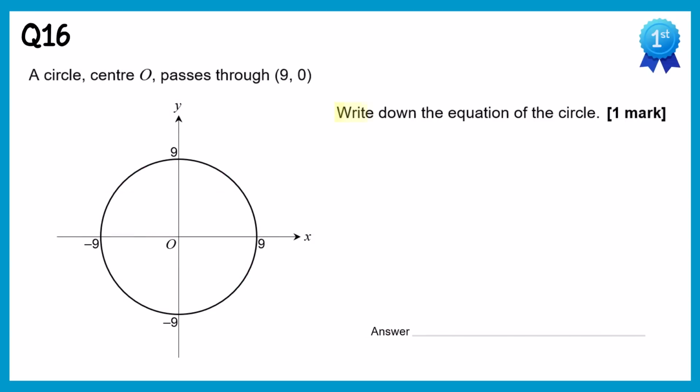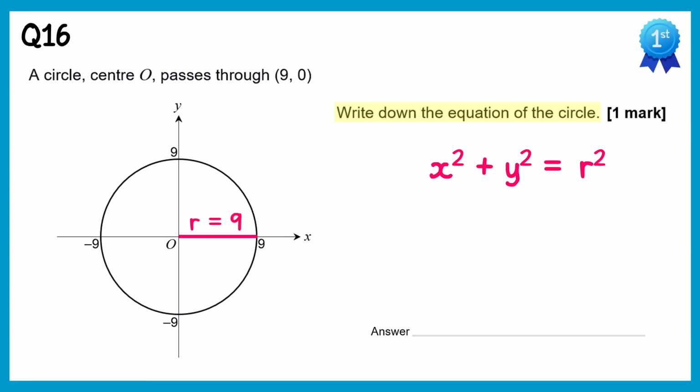For this question, we need to write down the equation of a circle. When we have a circle that has its centre at the origin, its equation is always in the form x squared plus y squared equals r squared, where r is the radius of the circle. We can see from this diagram that the radius of the circle is 9. So let's replace r with 9.